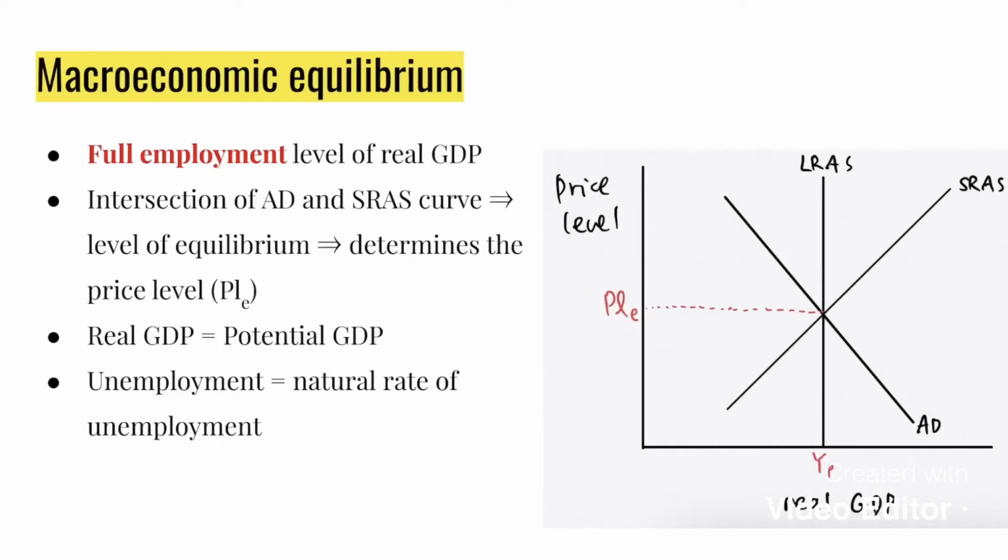This occurs because at the price level PLE determined by the intersection of AD with SRAS, the quantity of real GDP demanded by the four components is exactly equal to the economy's potential output.